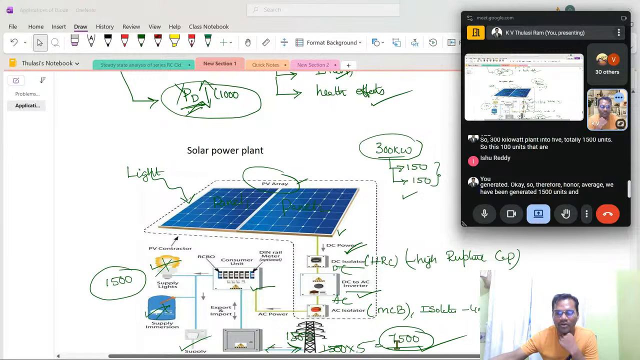And how many rupees is generated? The saving due to this holiday is what you have to understand. Hope you got clarity. Yes, sir. This is a very innovative technology, and that's why we implemented this in our campus.